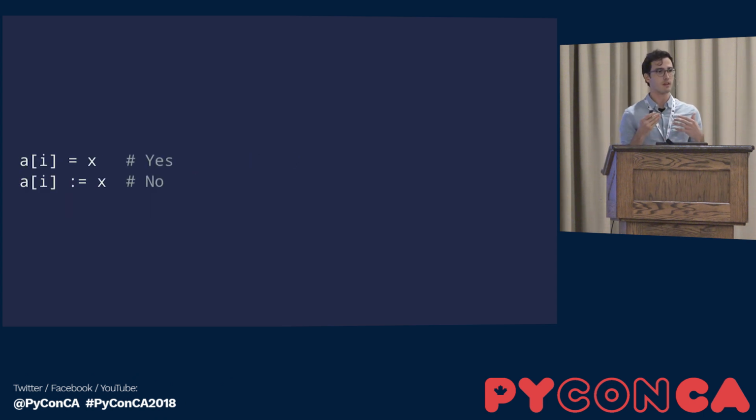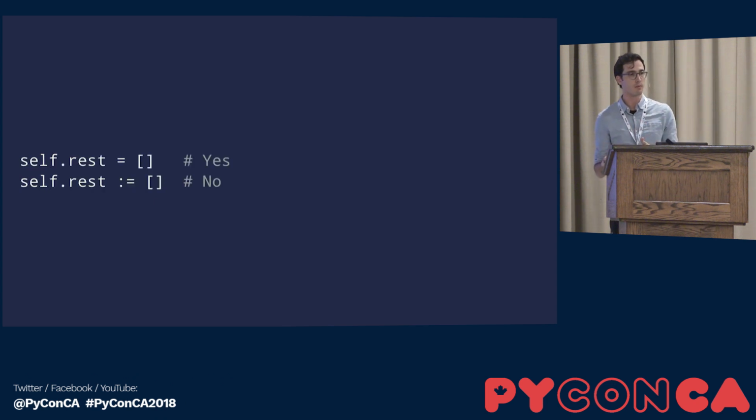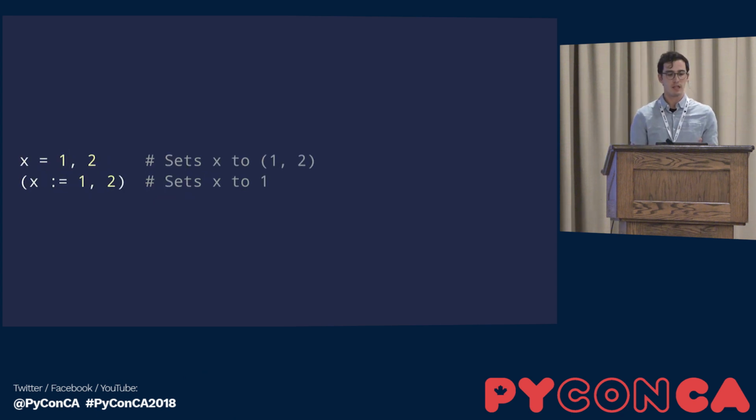If you wanted to set the value of a dictionary to x, you could do that with the equals operator. You cannot do that with the Walrus operator. Same thing for properties. You can set a property with the equals operator. You cannot do it with the Walrus operator. And one other kind of weird thing, right here, x equals 1, 2 would give us a tuple of 1 and 2 for x. But instead, on the second line, if we use the Walrus operator, we get x is equal to 1. The comma takes priority here.